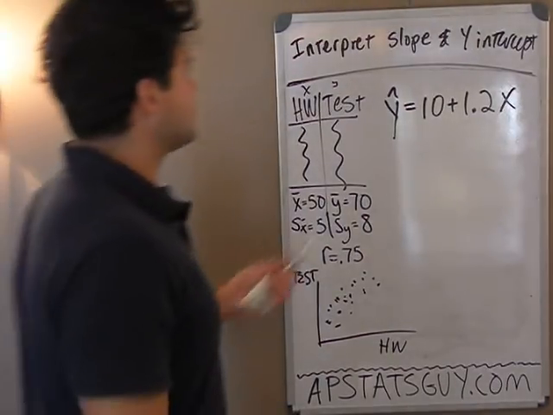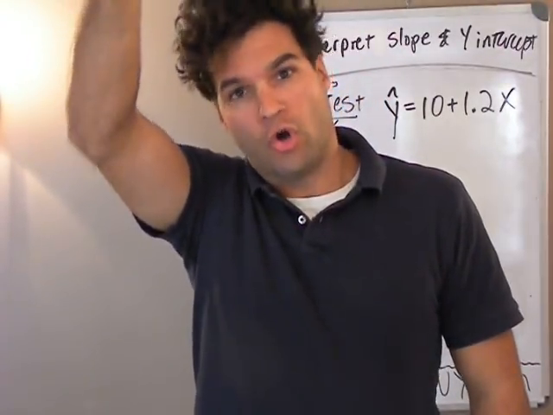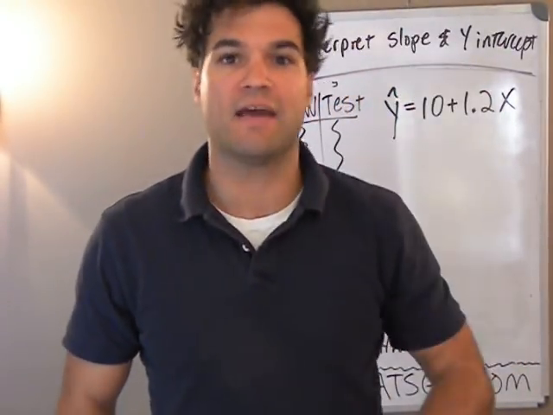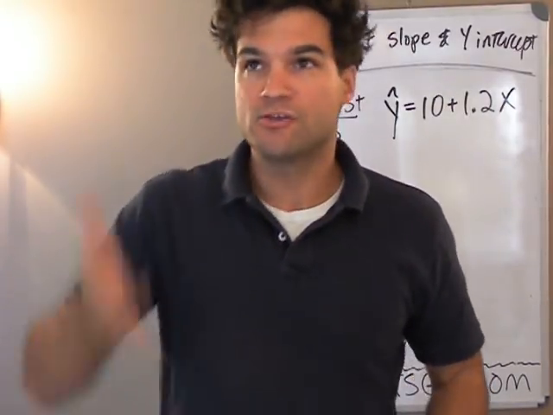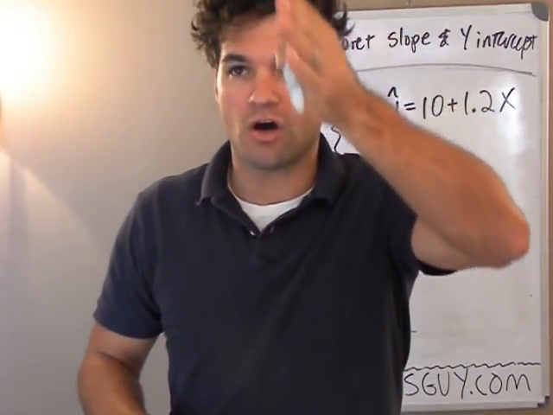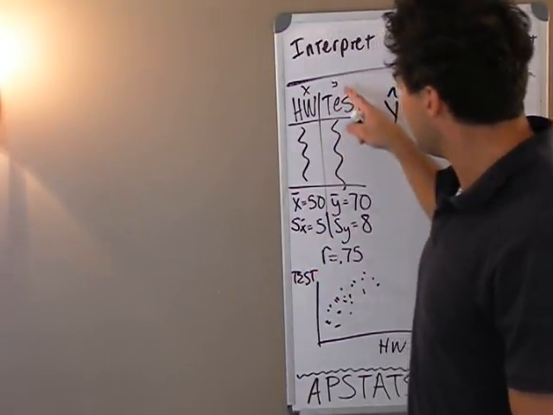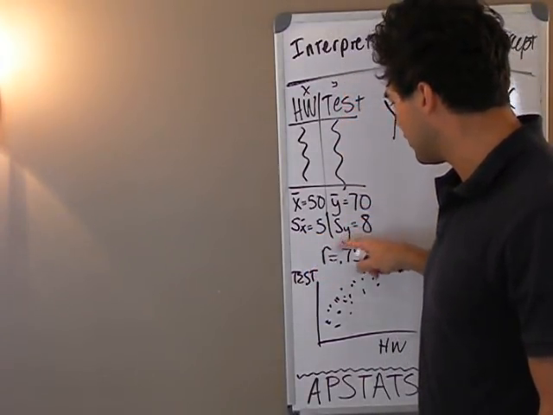Quickly, we're going to interpret the slope and the y-intercept real quick. So I went out and I collected data on students. I looked at students' homework average and then their test average to see if there's a relationship. So I put homework grades all in L1, test grades all in L2. I found the average homework grade was 50, the standard deviation of 5. The average test grade was 70 with a standard deviation.